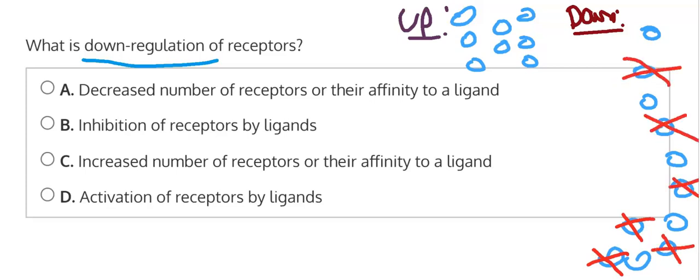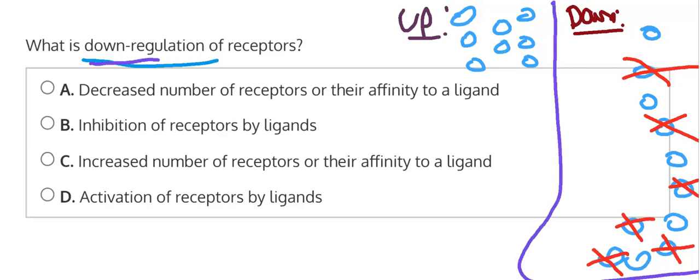We don't need all these receptors right now to balance it out, because the theme of this section is all about homeostasis and balance, and down and up regulation is useful to help balance out the body so we don't have too much of one thing. So this question is asking specifically about the down regulation. So that would be this example we talked about over here.